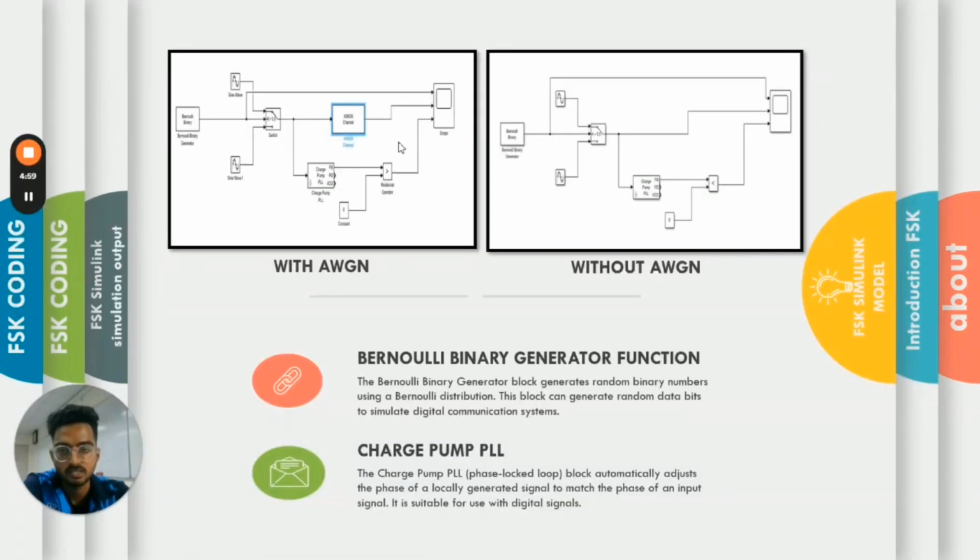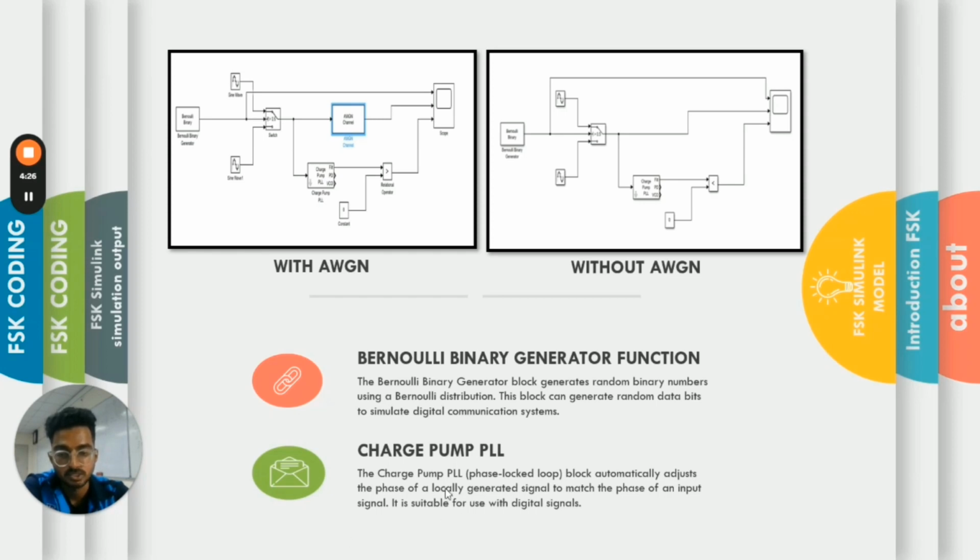So as you can see here, this is our block diagram, first one with AWGN and without AWGN. So the Bernoulli binary generator function. The Bernoulli binary generator block generates random binary numbers using a Bernoulli distribution. This block can generate random data bits to simulate a data communication system, which means that the Bernoulli binary generator function creates an information signal.